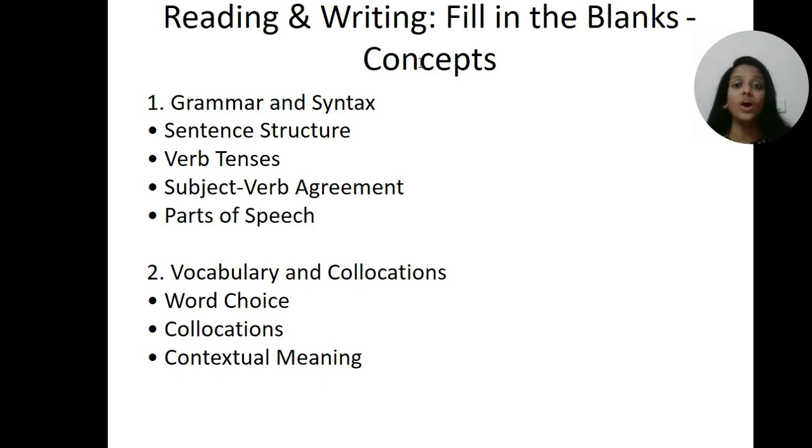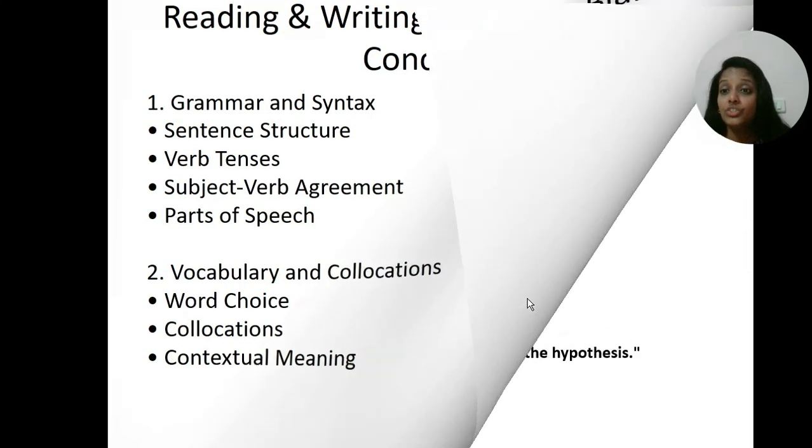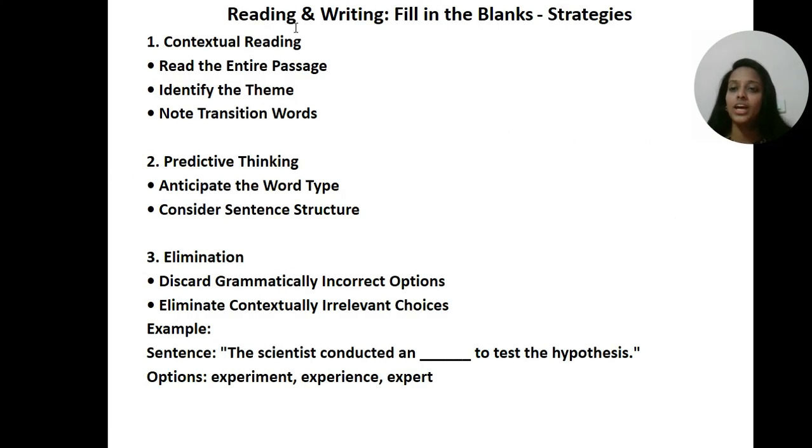Contextual meaning. Understand that some words have multiple meanings and choose the one that fits the context. For instance, bark, which can refer to the sound a dog makes or the outer layer of a tree. So you should be able to identify the differences. Let's move on to the strategies. The first one is contextual reading. Very, very important.